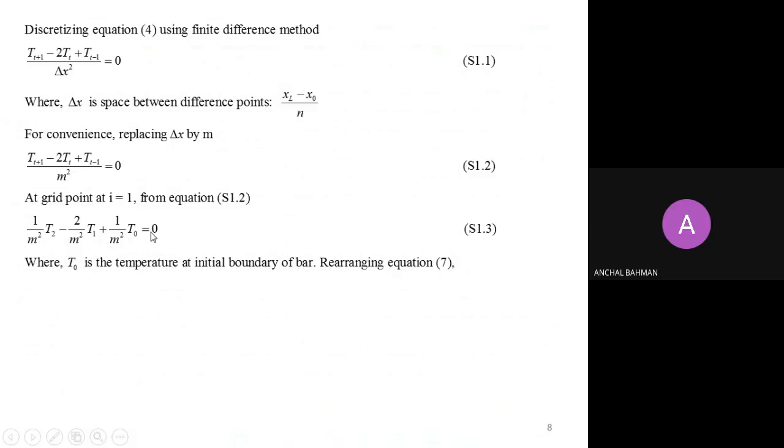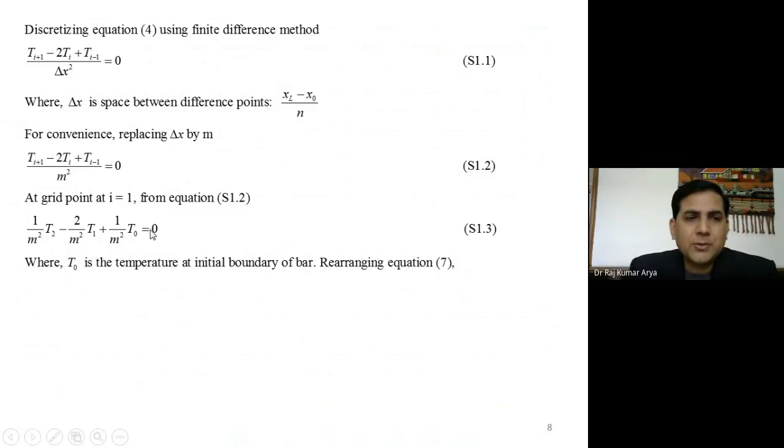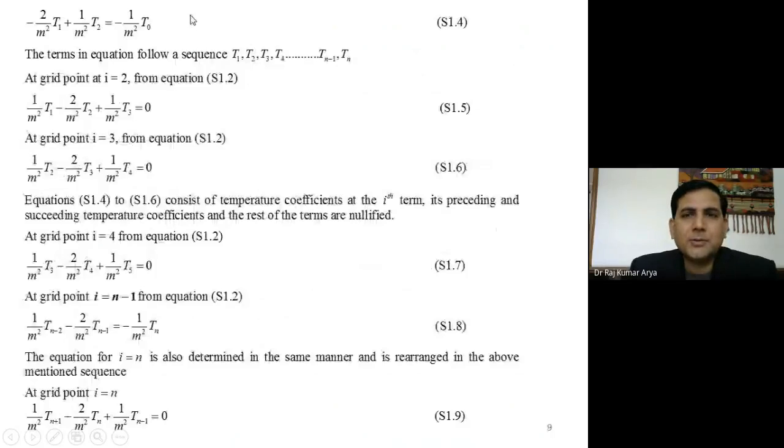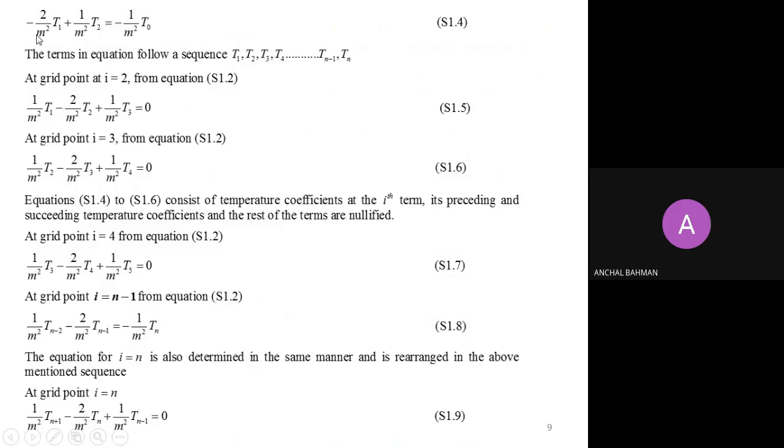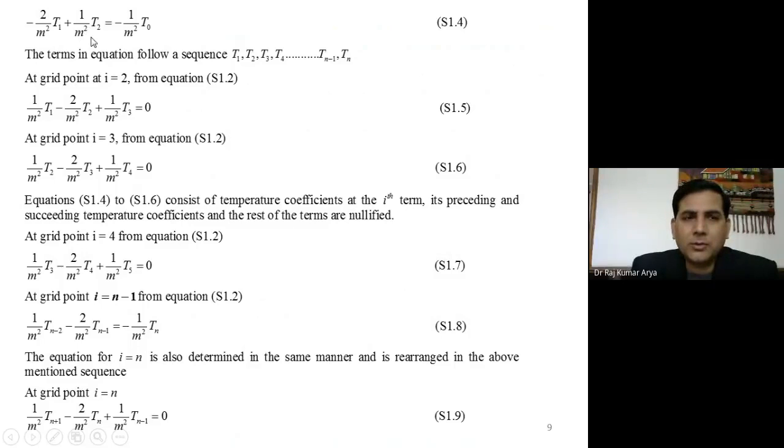Same way, can I write it for I equal to 2? So if I write for I equal to 2 here, this is your first equation. This T naught is nothing but your temperature at the boundary, which is known to you. So the known part you take to your right hand side. That is the known term, right? These two are unknown, because I don't know T1, I don't know T2. So this is my unknown, the temperature which needs to be calculated.